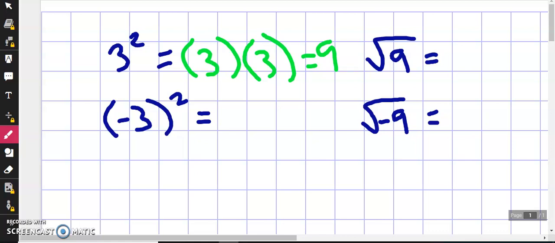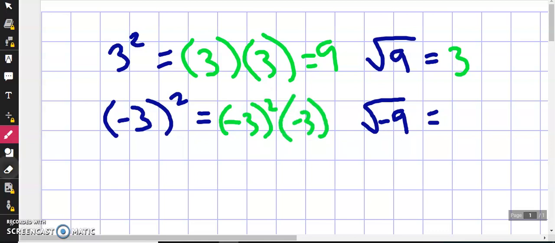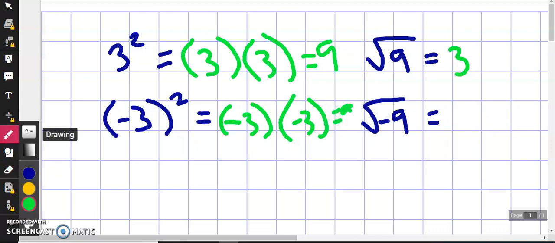So when I see a square root, that's just the inverse of having an exponent. The square root of 9 is 3 because 3 times 3 equals 9. Let's keep that in mind. Under that, I see negative 3 squared. When I do negative 3 squared, negative 3 times negative 3 still comes to a positive 9.